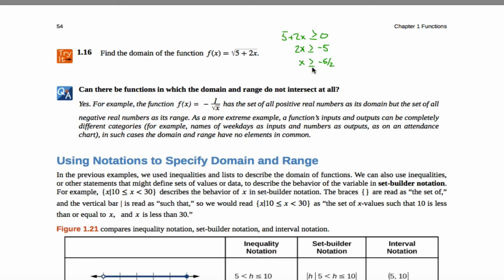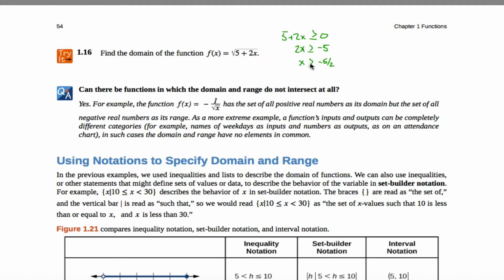The same rules apply, except if you ever multiply or divide both sides of the equation, or inequality in this case, by a negative number, you got to flip the sign around. So it would have changed this from greater than or equal to, to less than or equal to. That didn't happen in this specific example, but I thought it was worth mentioning.